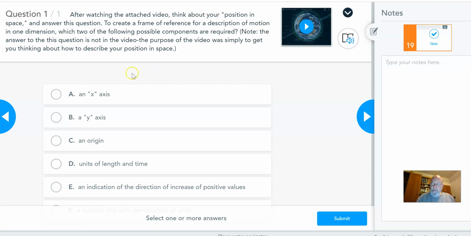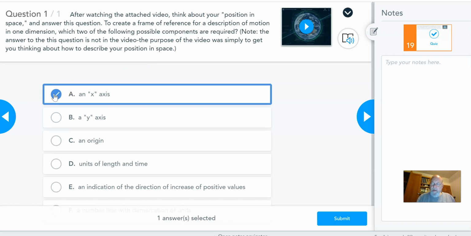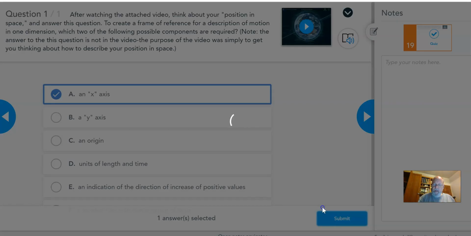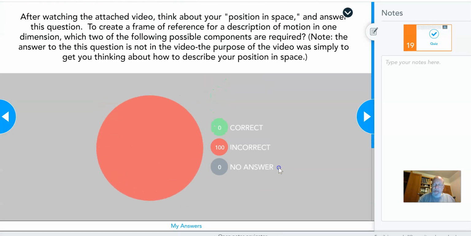So I'm going to give a wrong answer. I'm going to say an x-axis, which is wrong. And I have to do that so that I can go on. I have to submit something in order to be able to advance the slide. So you make your answers. I'm going to go ahead and submit mine. And it told me that I got no answers correct. So there are two answers that you need to supply. I only supplied one. But go to the next slide after you're done.